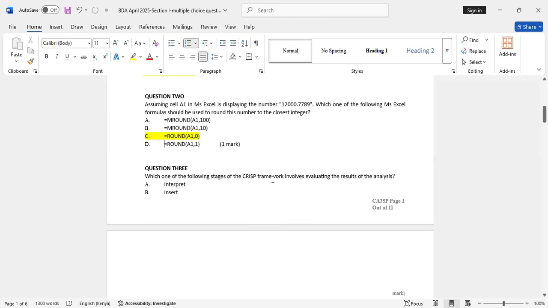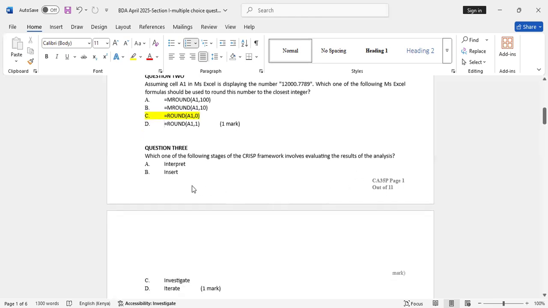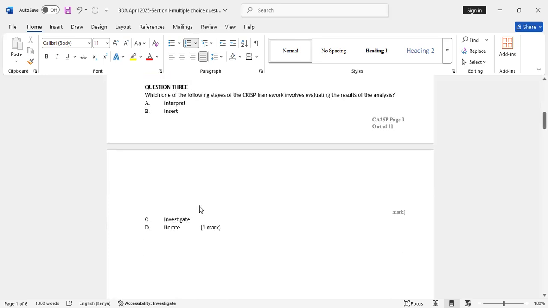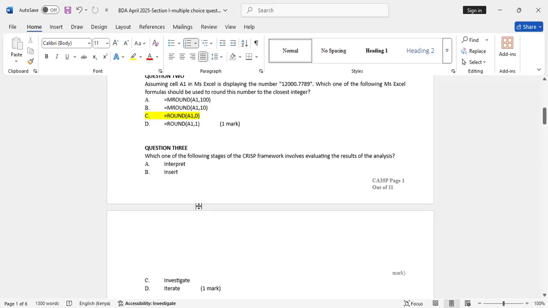Which one of the following stages of the CRISP-DM framework involves evaluating the results of the analysis? So A, evaluation involves interpret. B, evaluation involves insert. C, investigate. D, iterate. Yes, the correct answer: to evaluate is to interpret. So for that stage, the correct answer was A, interpret.